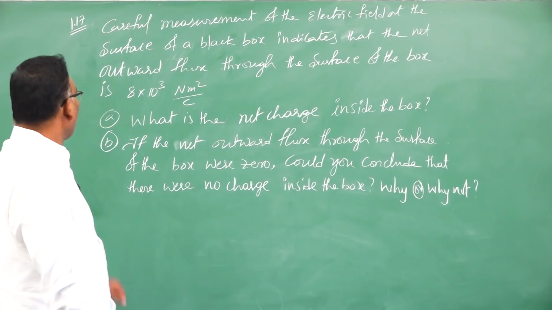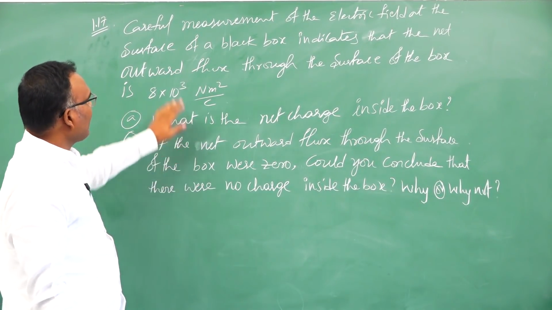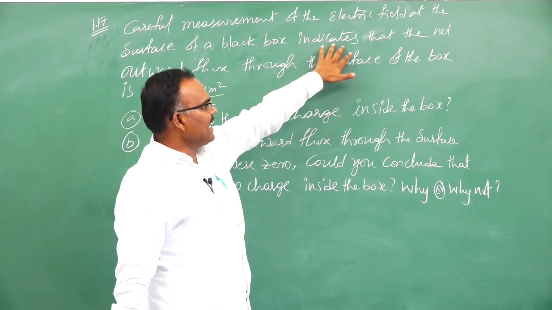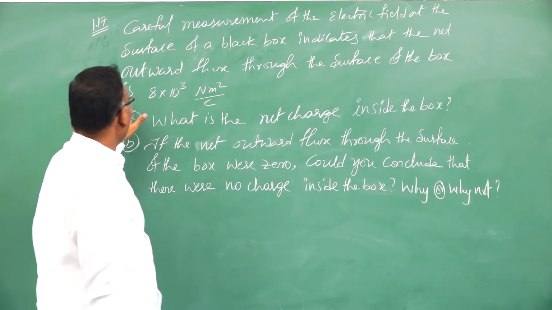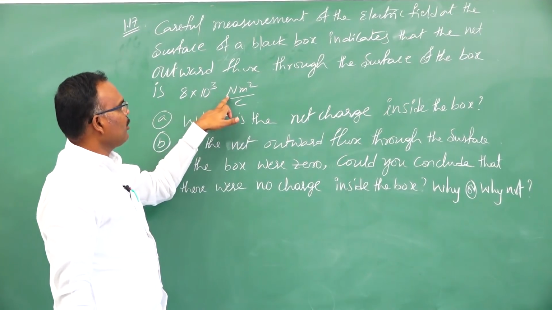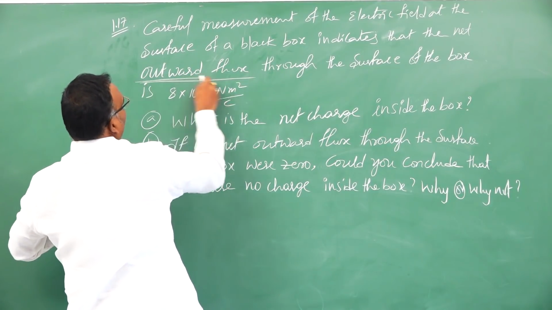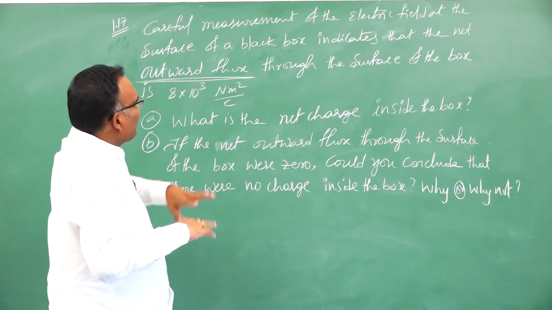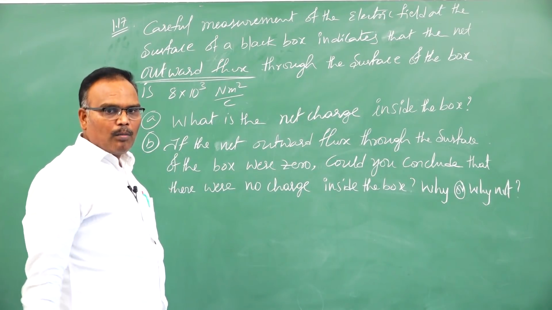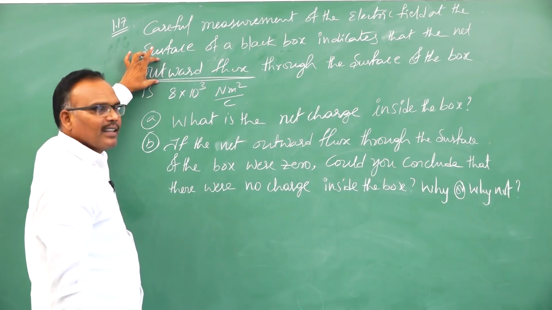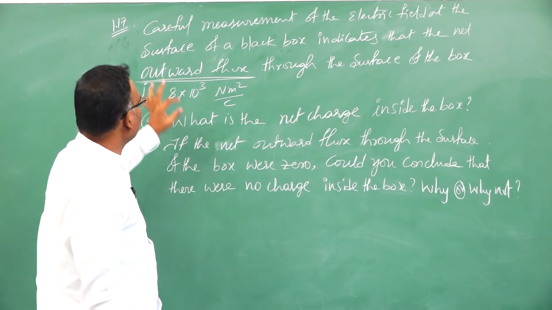Next problem, 1.17. Careful measurement of the electric field at the surface of a black box indicates that the net outward flux through the surface of the box is 8 into 10 to the power of 3 Newton meter square per coulomb. See here, net outward flux. It means maybe within that black box how many charges exist is immaterial for me. But finally flux is outward, which means inside the box the net charge is positive, that we can say.